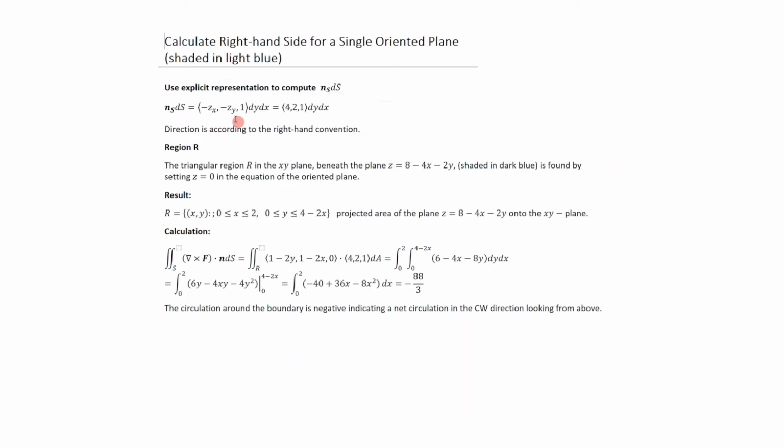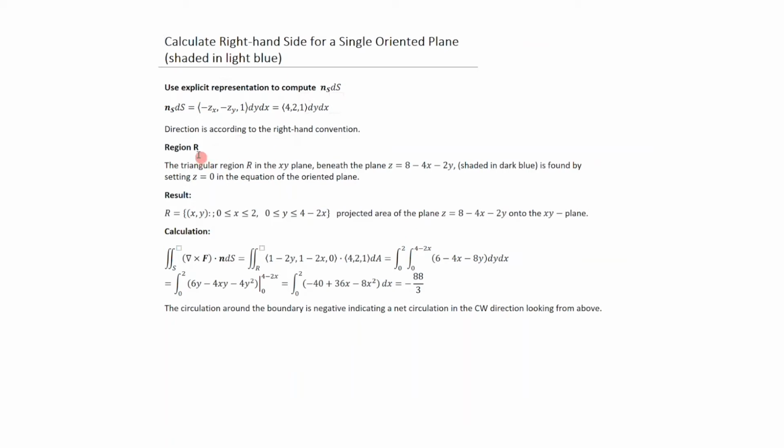So negative z partial x, negative z partial y, and 1, dy dx. If you take the equation of the plane, take the partial with respect to x and the partial with respect to y, times negative, then you'll end up with this vector here, times dy dx. And the direction, as I said, is according to the right-hand convention.